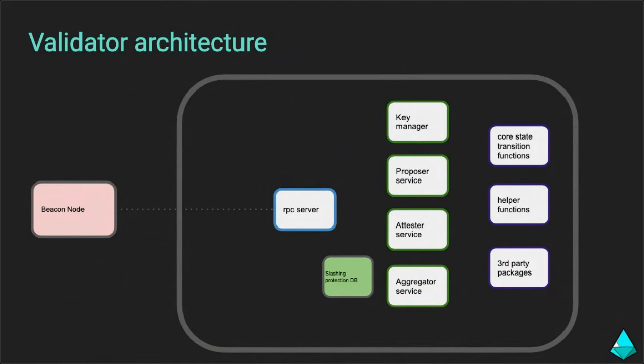It also has protections against slashing. For example, it has this DB to disallow a validator to double propose or double attest, because that's a slashing condition. And props to Ivan for doing most of the work on the DB side. And we definitely use a lot of third-party packages on that as well.